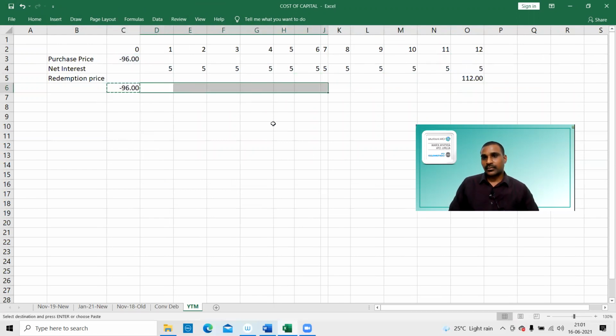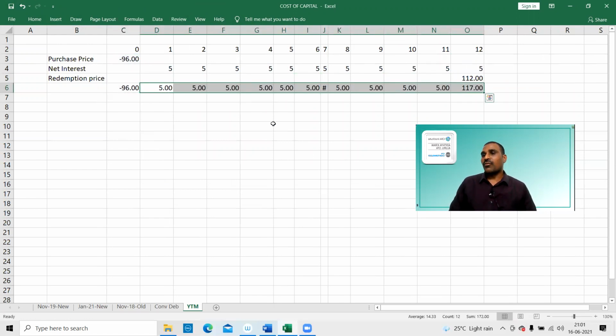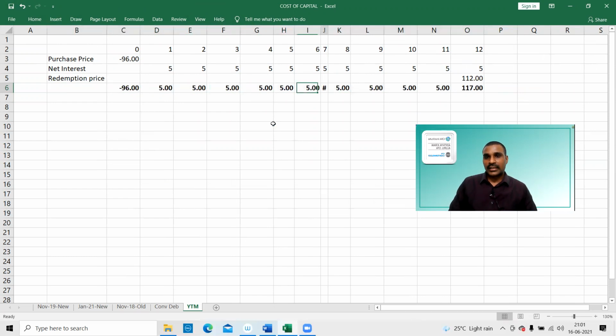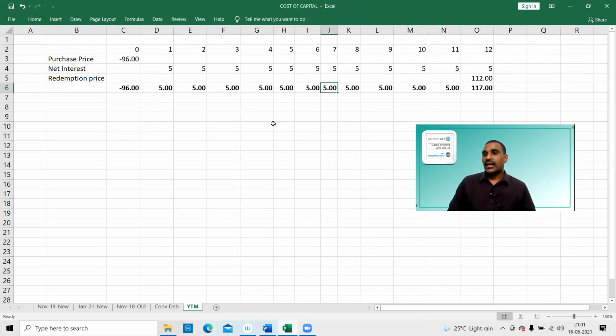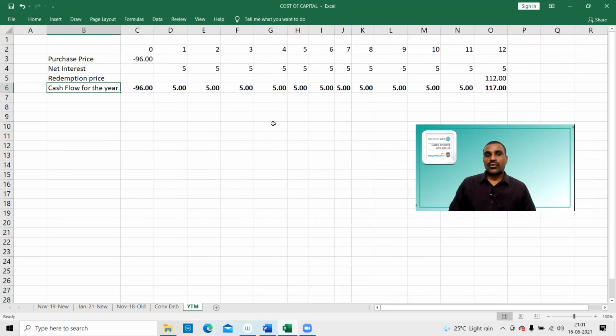96 same, 5, and this will be 117. This is the total cash flows during that year. Total cash flows during various years. This is the cash flow for the year.